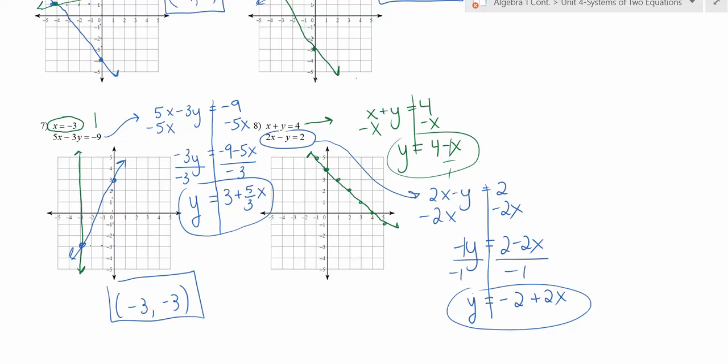So now I can graph the second line. I'm going to start at -2. My slope is 2, or 2 over 1. So I'm going to go up 2 over 1, up 2 over 1, up 2 over 1. And you're going to see my point of intersection is going to be at 2, comma 2. Okay, so try the rest of this. Let me know if you have any questions.